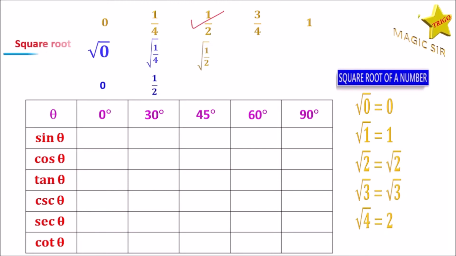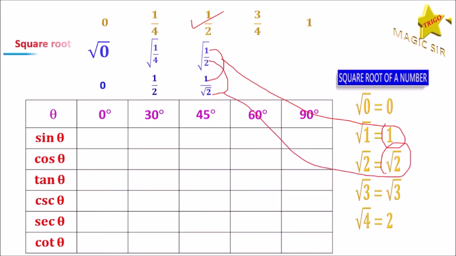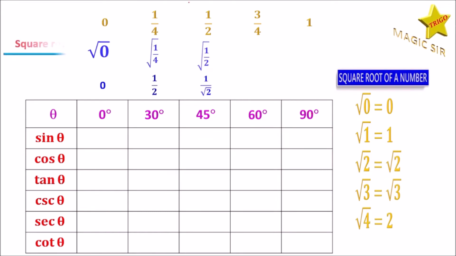Now square root of 1 upon 2 is 1 upon root 2, because square root of 1 is 1 and the square root of 2 is root 2. So the square root of 1 upon 2 is 1 upon root 2.